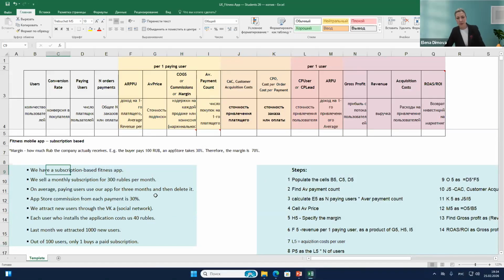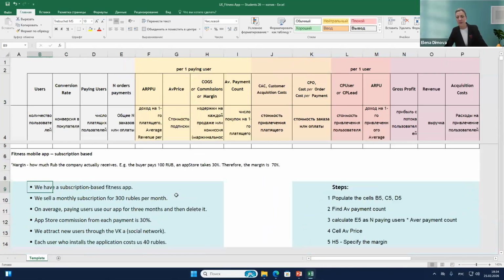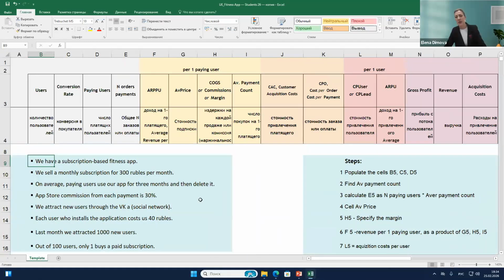We have some input data, I mean what our application is about and what information we will be incorporating in our case. The business model is a subscription-based fitness application, so it means we are preparing to charge some fees, some price from the customers. We will sell a monthly subscription for approximately 300 rubles per month.